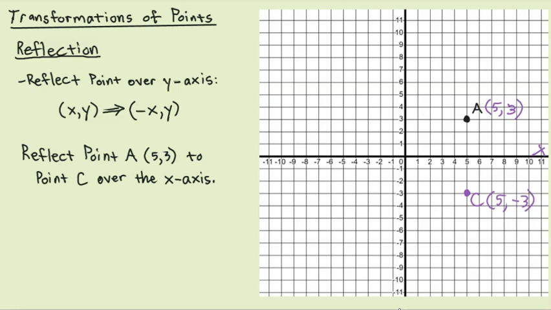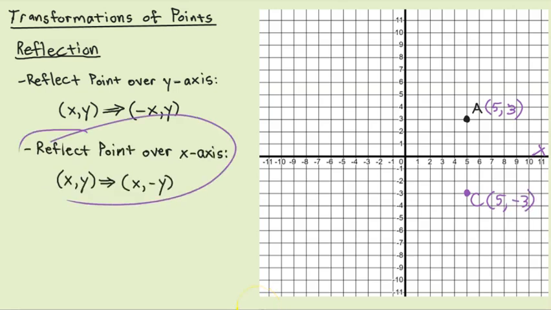So let's go ahead and write up a rule for that. So here's our rule for reflecting over the x-axis. Whatever the coordinate is, (x, y), when it reflects over the x-axis, it becomes (x, -y). So (5, 3) becomes (5, -3).